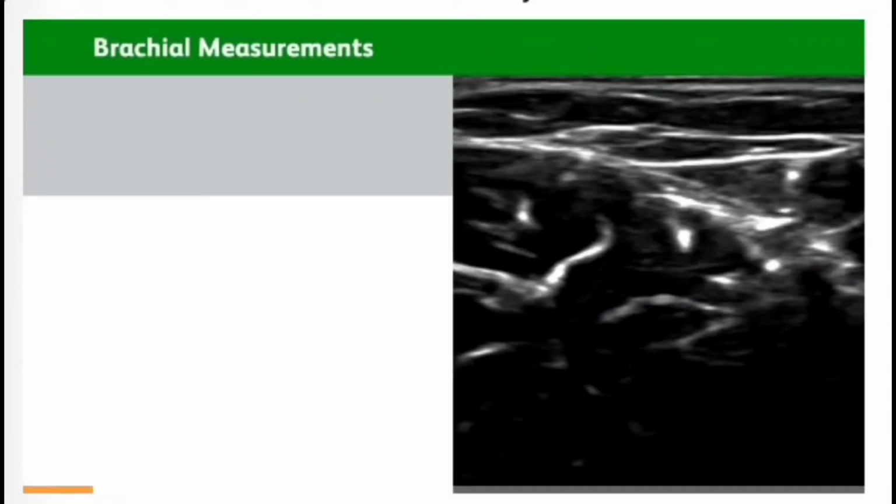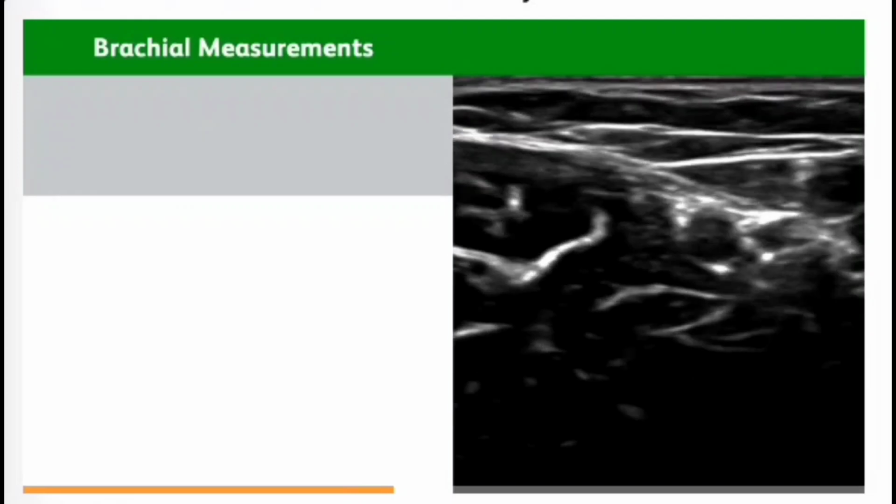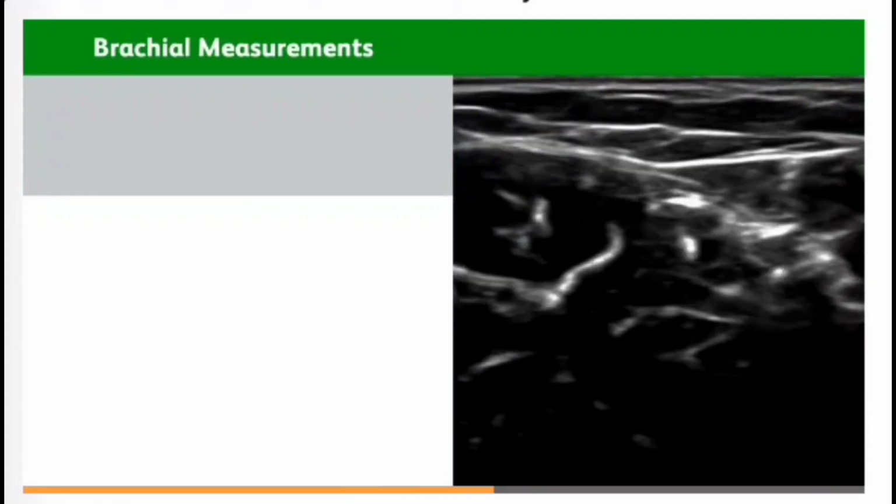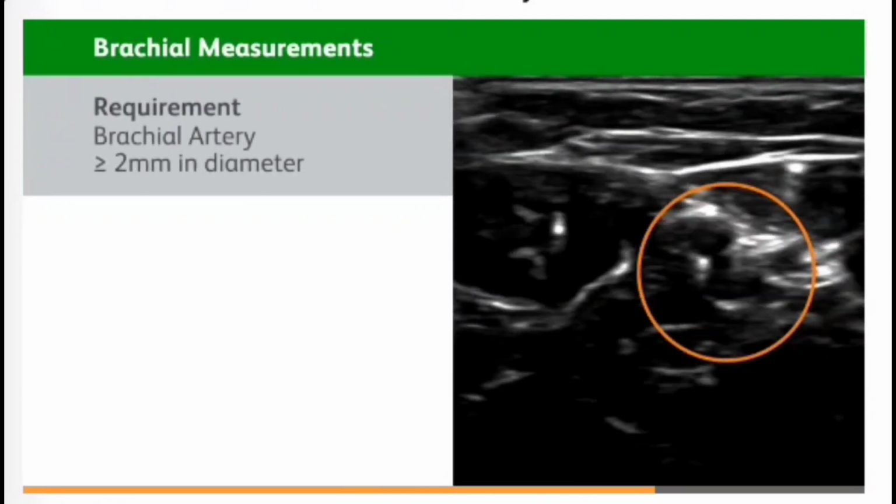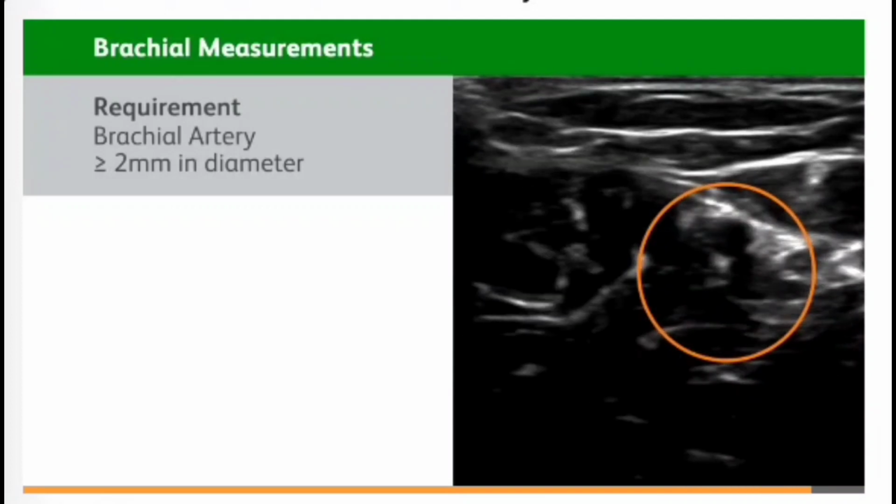Assess arterial inflow just above the elbow crease. Place the probe to locate the brachial artery and measure. The brachial artery must measure at least 2 millimeters in diameter for the patient to be a candidate.